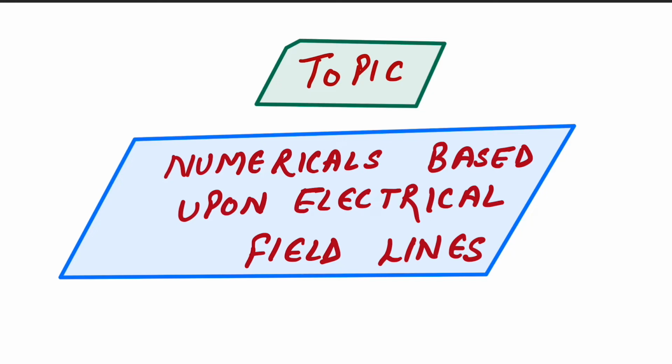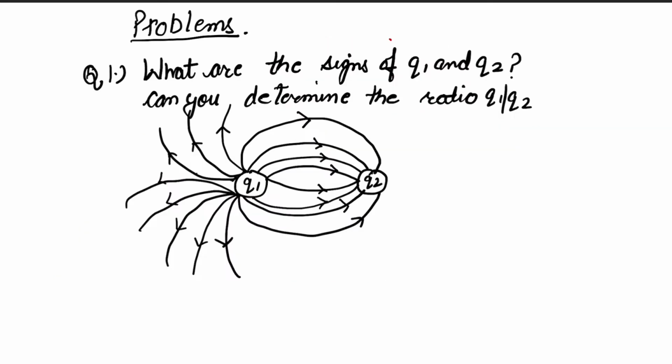Dear students, in today's video we are going to discuss the numericals based upon the electric field line. In the previous video we have discussed the theory part of the electric field lines. In this video we will go for the numericals. The first question is saying what are the signs of Q1 and Q2?